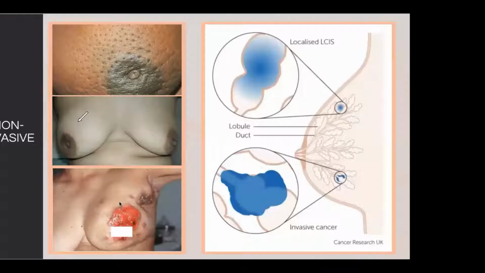Over here, we can see the nipple retracted. Here's a normal nipple, and here's a retracted nipple. This is seen in carcinoma. Here's a diagram that shows the invasive and localized lobular carcinoma. You can see that here it's within the borders of the lobule, whereas over here it's invading other structures in the basement membrane.